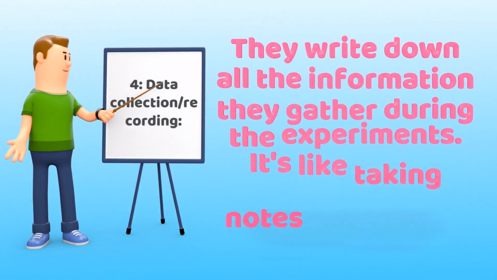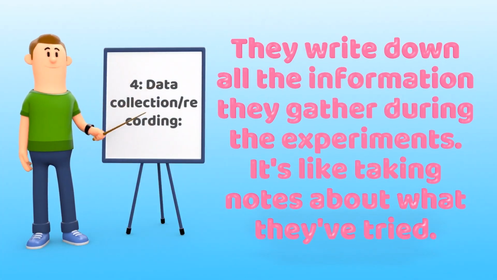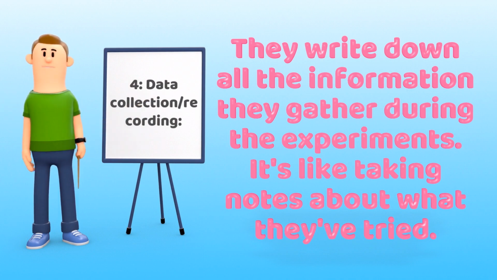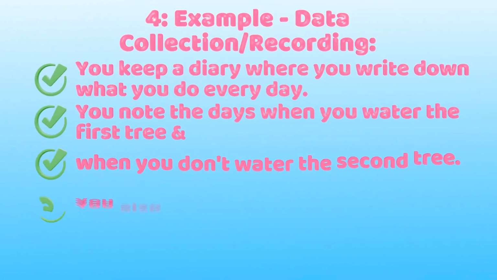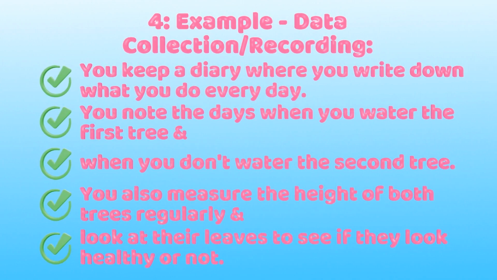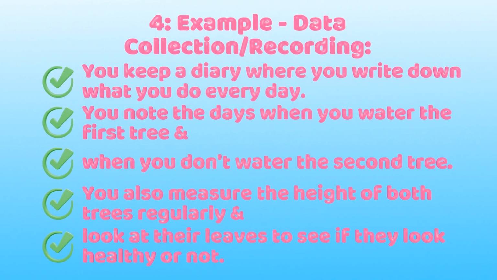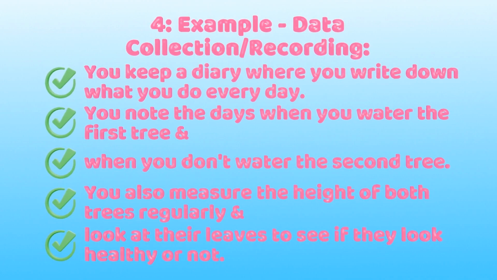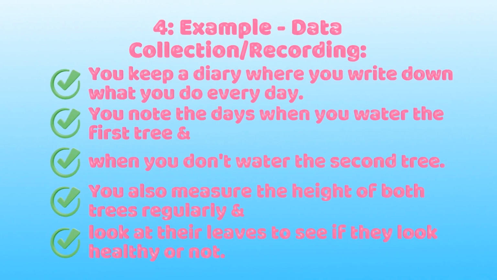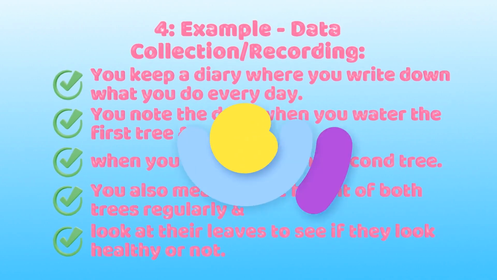The fourth step you will do is data collection or recording. Under this step, what you actually do is write down the information gathered during the experiment. In relation to our experiment, we will need to note down our observations. First, we will record the days when we water one tree and when we don't water the other tree. Then we will measure the height of the tree as well as check if the leaves are similar.